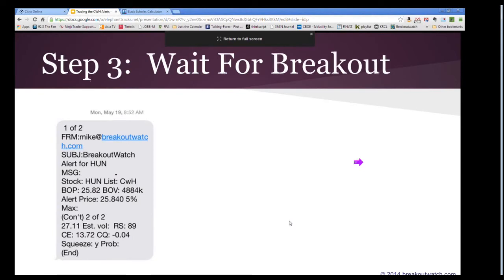Okay, pretty fast. This is the actual alert that I got. So I got this at 8:52 a.m. I'm in Boulder, so that's Mountain Standard Time. You'll see that the breakout price was at 25.82 Mike was just talking about. And so this is what triggered me to actually go in and trade it live.